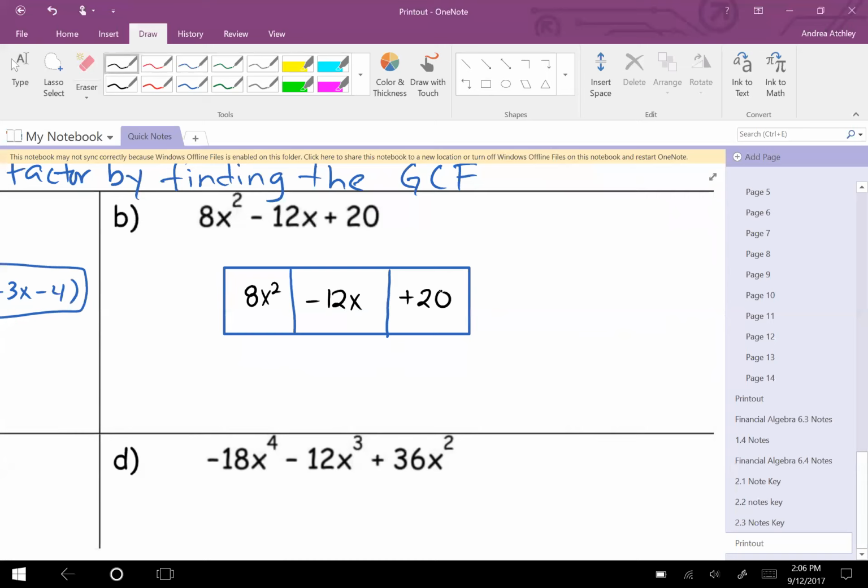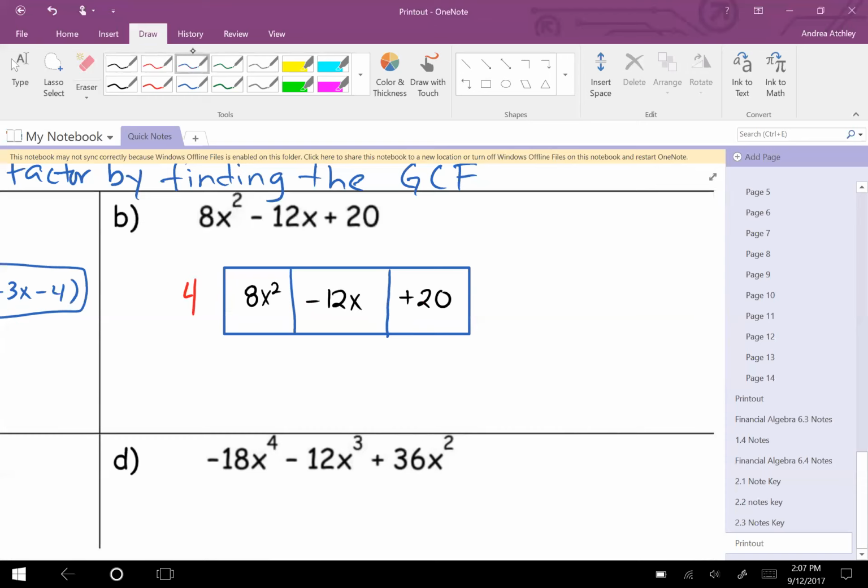Haley D. What is the GCF here? What can they all be divided by? Okay, is there a bigger number? 4. Do they all have an x? No, so you can't pull out an x at all. So the GCF is just 4.